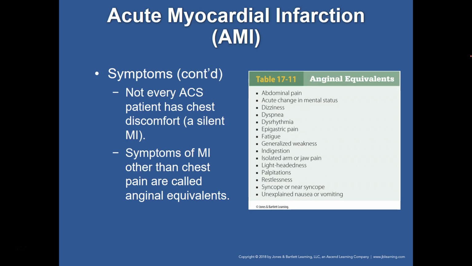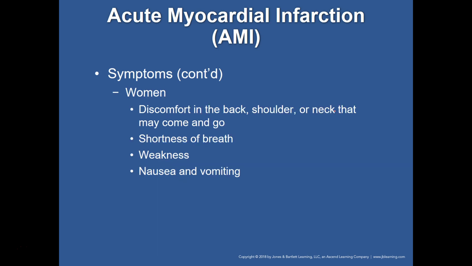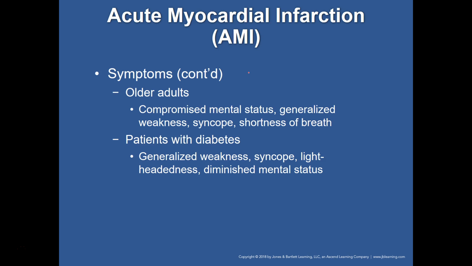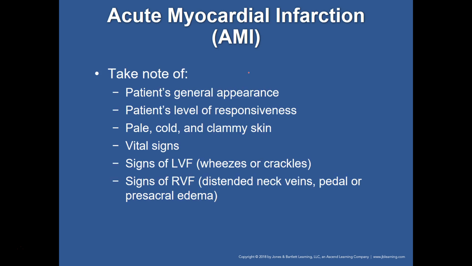Not every ACS patient has chest discomfort, so you get a lot of different things. You've heard about the silent killer, so you have the silent MI, and that typically is a short of breath type of thing, but you see all of these complaints that people can have. Women sometimes have discomfort in the back, shoulder, and neck that can come and go. One of the biggest things I've seen and read about would be dyspnea for women, as well as diabetics. Remember, diabetics feel things differently than people that are not, because of that neuropathy. Weakness, nausea, vomiting. Older adults, compromised mental status, generalized weakness. Diabetic patients, weakness, syncope.